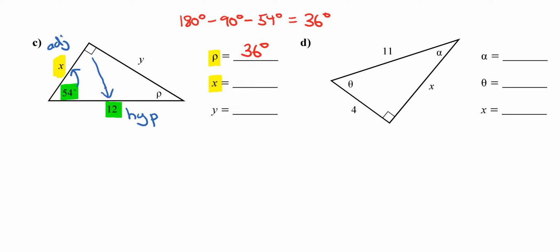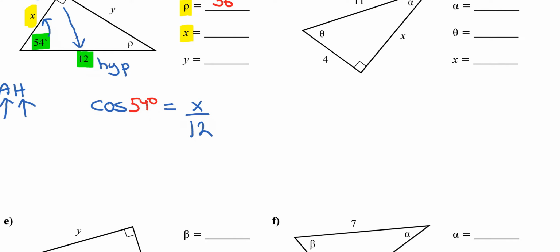All right, so which trig ratio uses the adjacent and the hypotenuse? Well, that would be the cos angle. So cos uses the adjacent and the hypotenuse. So in order to set the ratio here, it'd be cos of the angle, so cos of 54 degrees, and that's going to equal the adjacent, which is x, so x divided by the hypotenuse, which is 12.